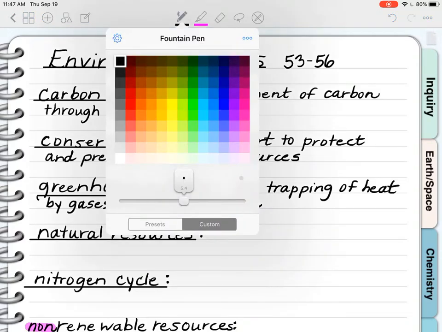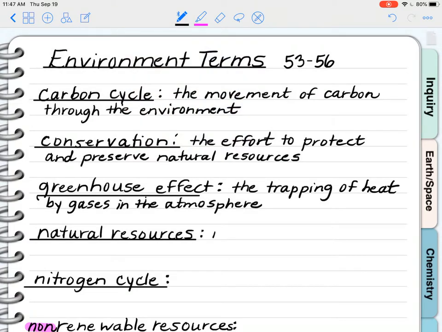Okay, natural resources are materials that occur in nature. Sunlight, wind, gold, silver, oil. Those are natural resources. Trees are natural resources because we can build things from them.